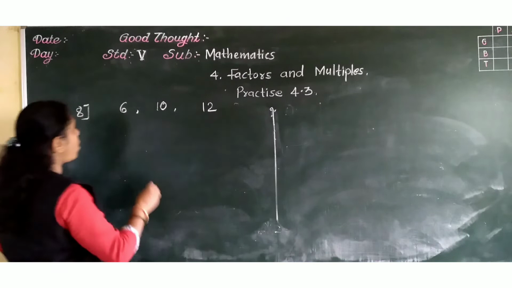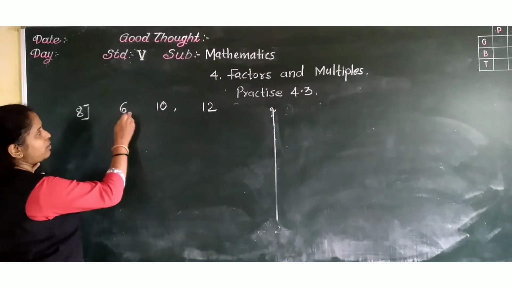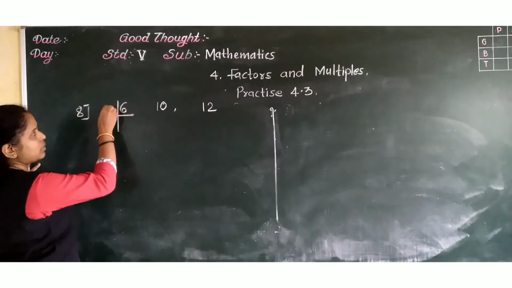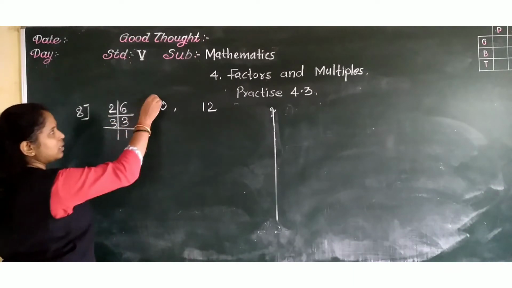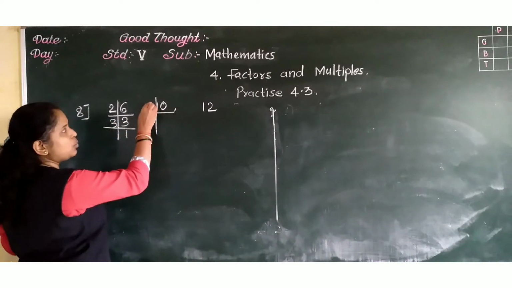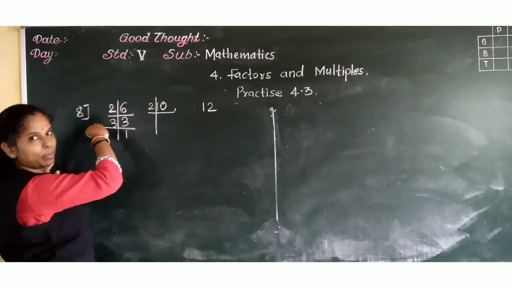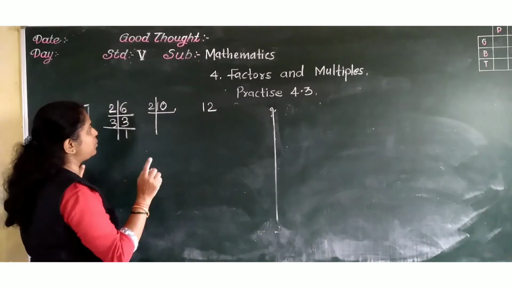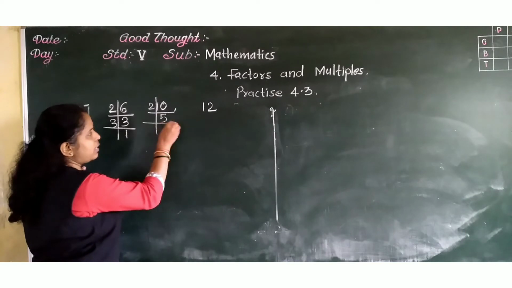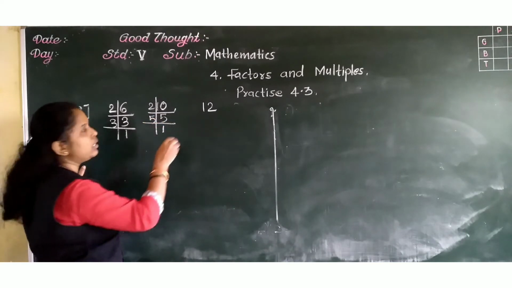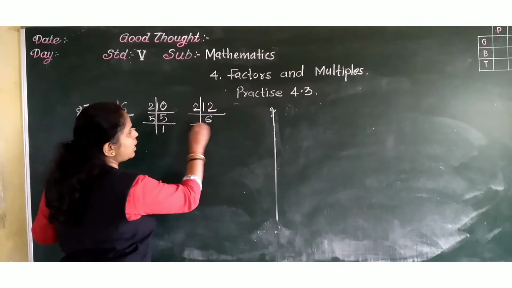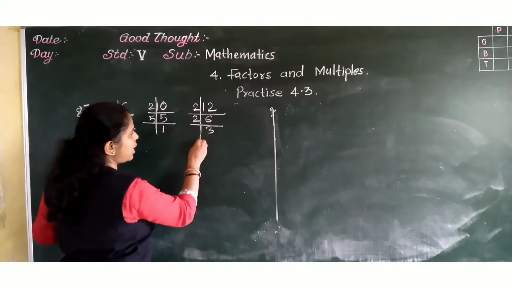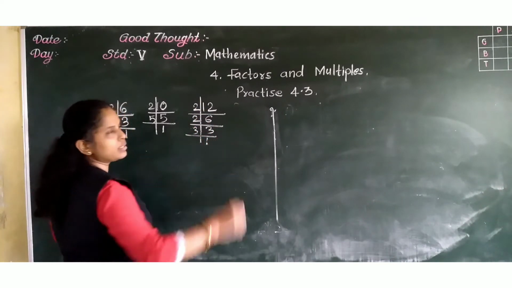Okay. So what will we do? I will find out the factors of 6. 2 3s are 6. 3 1s are 3. Now 10. Here all prime factors should be there. Again and again I am explaining. Okay. 2 5s are 10 and 5 1s are 5. Now here 2 6s are 12, 2 3s are 6 and 3 1s are 3.